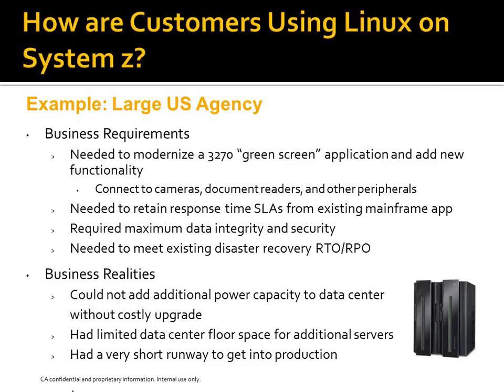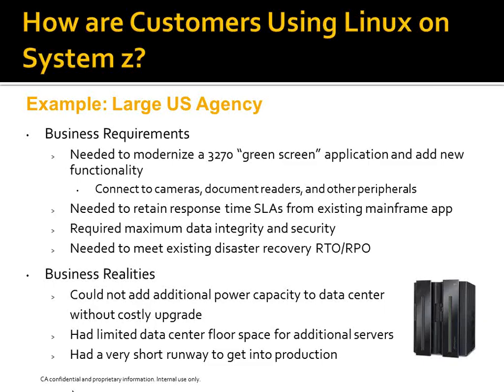So people probably are either using Z Linux to modernize applications or to just use it as a more cost-effective platform. Those are probably the two high-level reasons. In this case, they were trying to modernize it. They needed to update the way they did things. They needed to connect cameras and document readers and scanners and that sort of thing, and actually have a much more distributed and much more rapid access to the information in the database so that they could verify what was going on and use the application.